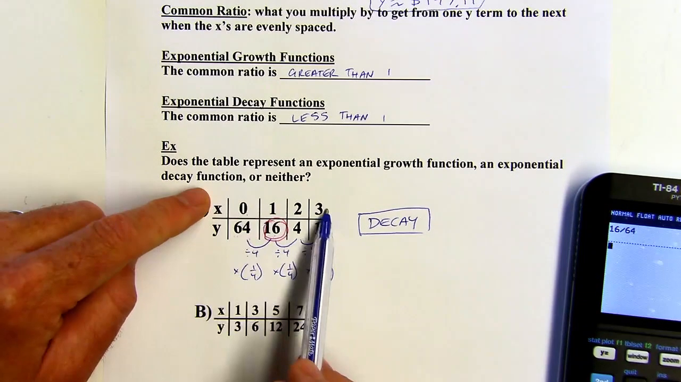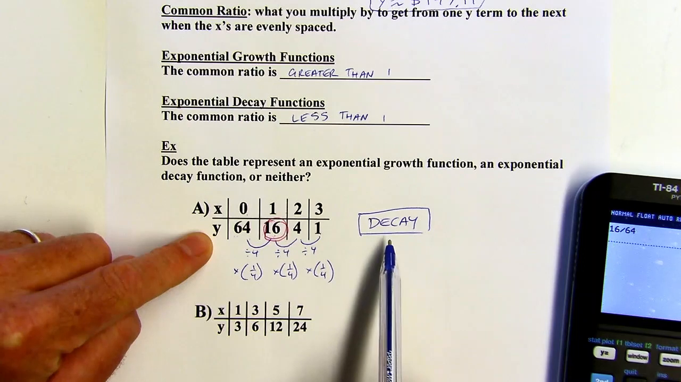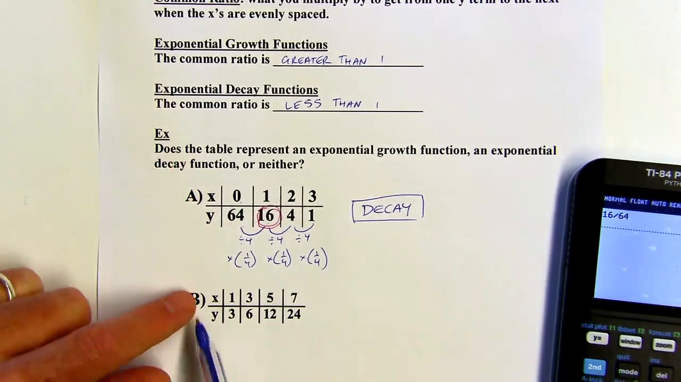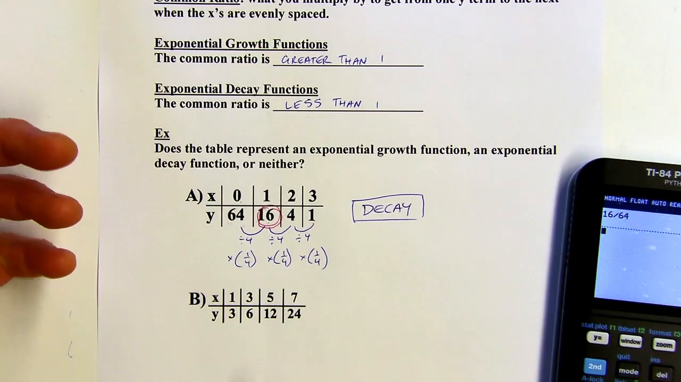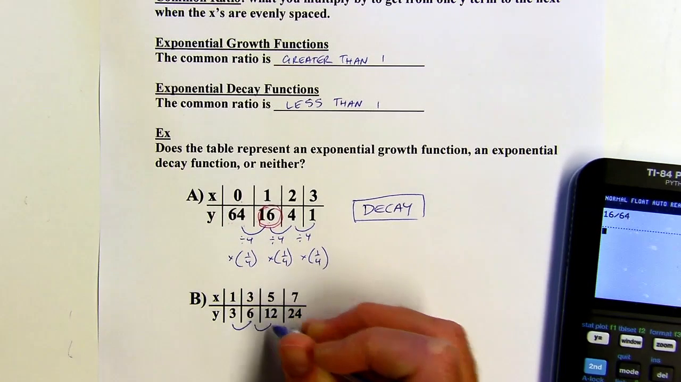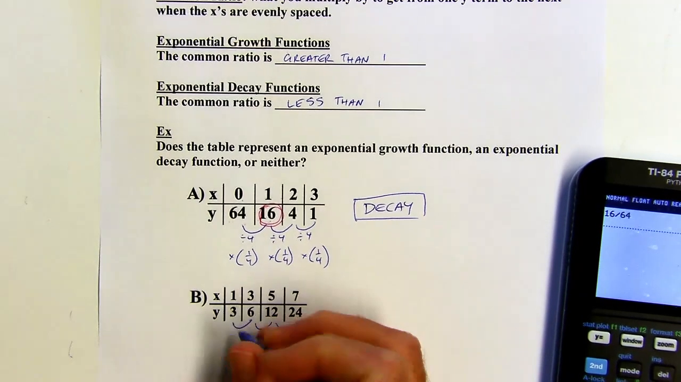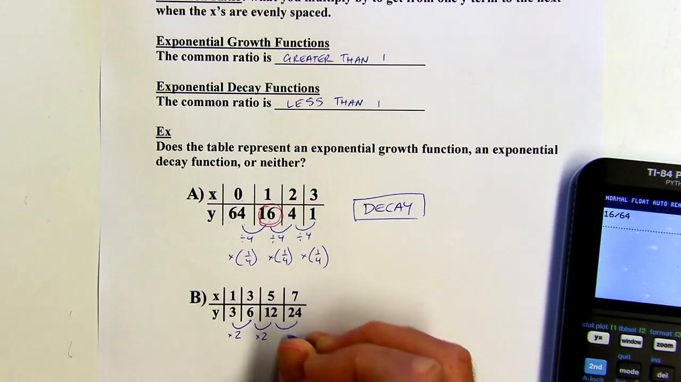If the x's are increasing as the y's are decreasing, that's an indicator that it might be decay. You still would need to check if you have a common ratio at all. But so if we look on this one, the x's are getting bigger and the y's are getting bigger too. So I know it's not going to be decay. I'm thinking it might be growth, but I still have to check to see if I have a common ratio. So I'm looking for a pattern here with my y's, and I'm thinking, am I multiplying by the same thing to get from y term to y term? Well, 3 times 2 would be 6. 6 times 2 is 12. 12 times 2 is 24.